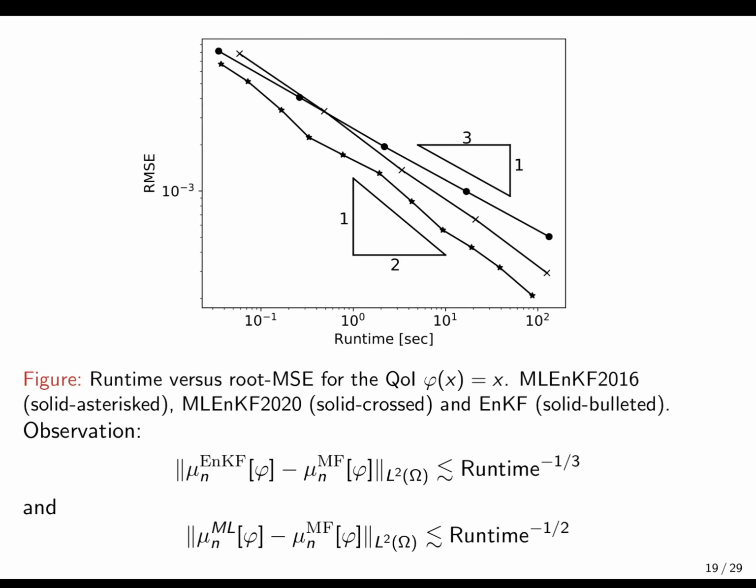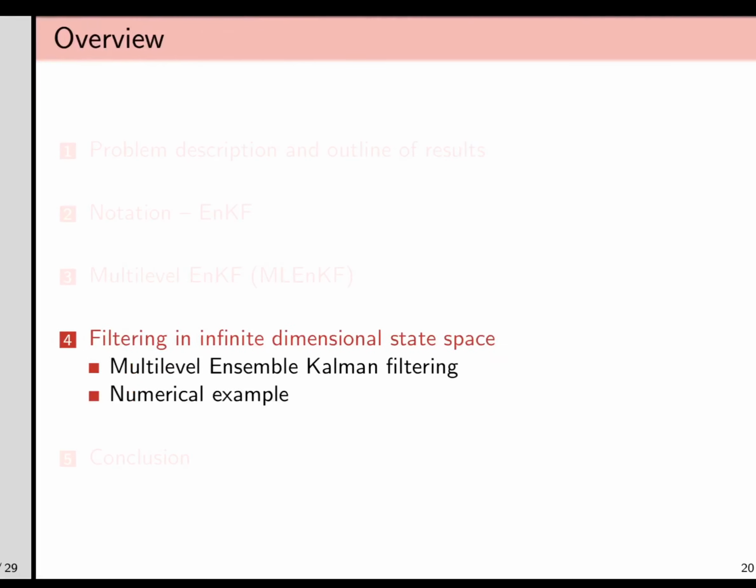Whereas for both MLEnKF algorithms, so this is the MLEnKF algorithm from 2016, whereas this is the latest I mentioned on the previous slide, they have the same kind of rate behavior. So both of them seem to converge with runtime to the -1/2 order. So both of these are more efficient than EnKF.